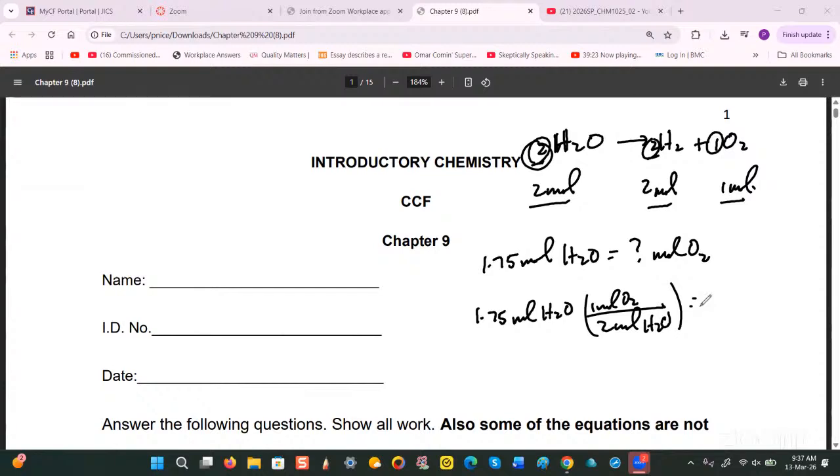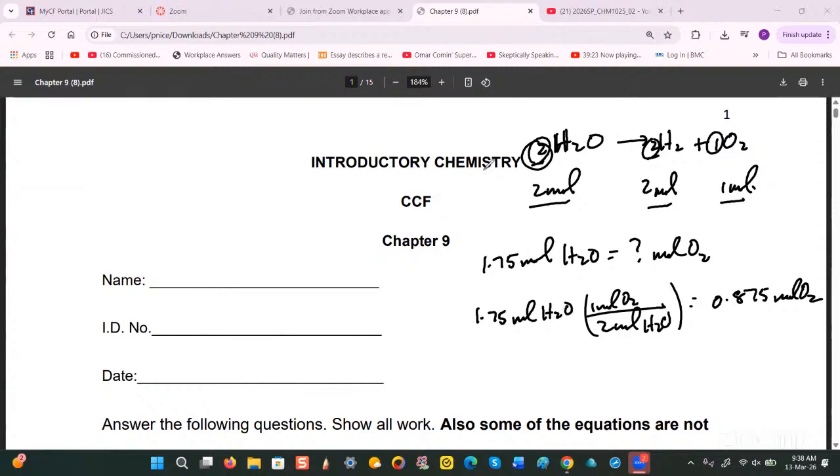So 1.75 divided by 2, basically. According to my calculations, this works out to be 0.875 moles of oxygen will be produced. So that's basically how we can relate the moles of the different substances involved in a chemical reaction and use that relationship to carry out certain calculations like the one that I just did, all right?